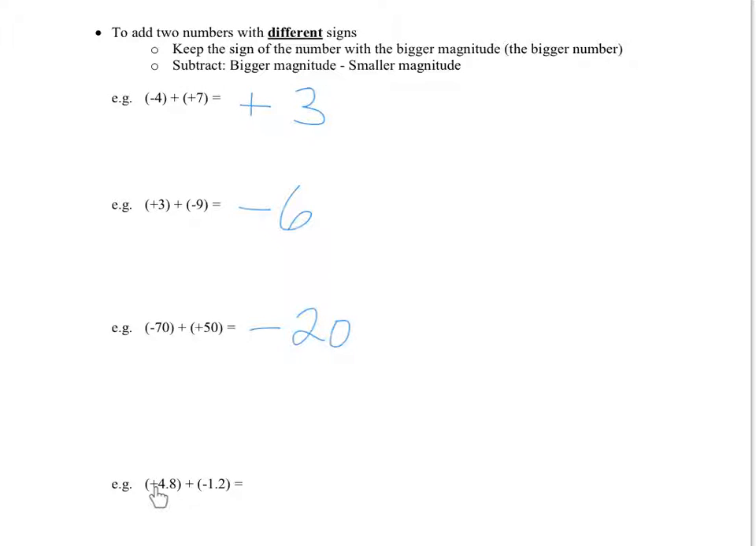Here we've got positive and negative. 4.8 has a bigger magnitude, and 4.8 is positive, so our answer is positive. And then we subtract the magnitudes. 4.8 minus 1.2 gives us 3.6.